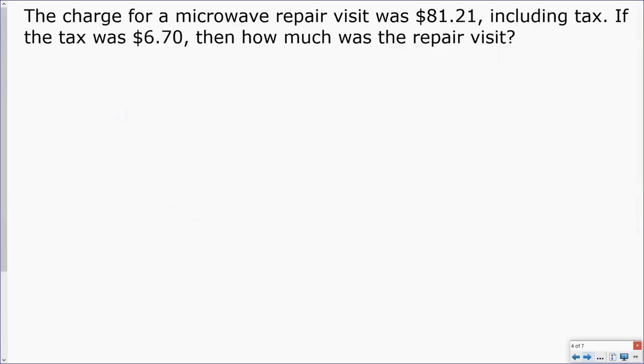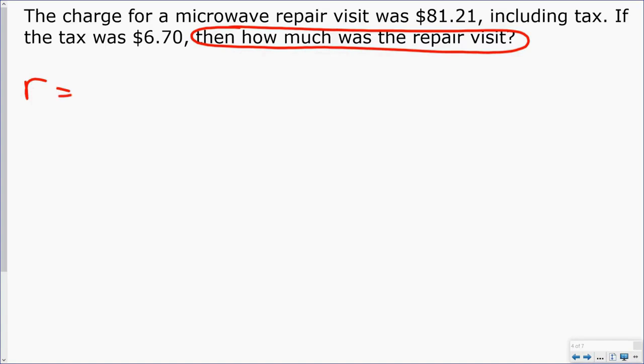Look at this situation here. It says the charge for a microwave repair visit was $81.21, including tax. If the tax was $6.70, how much was the repair visit? So first I have to define my variable. So my variable is going to come from my question. My question says, how much was the repair visit? So I'm going to use R, and that's going to equal the cost of the repair visit.